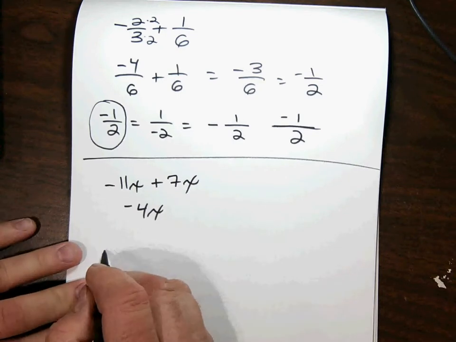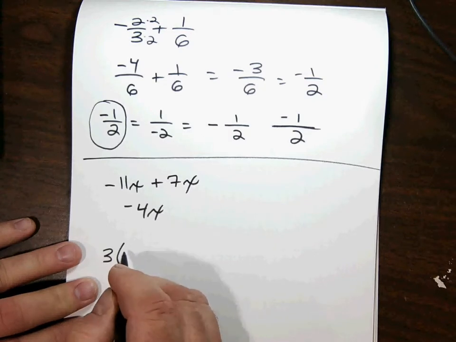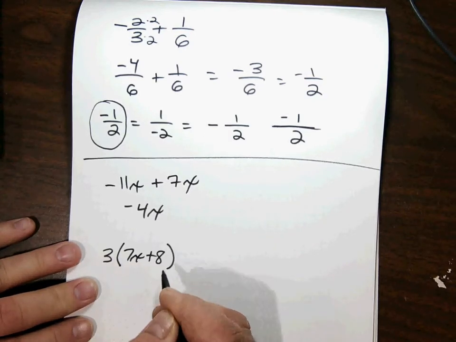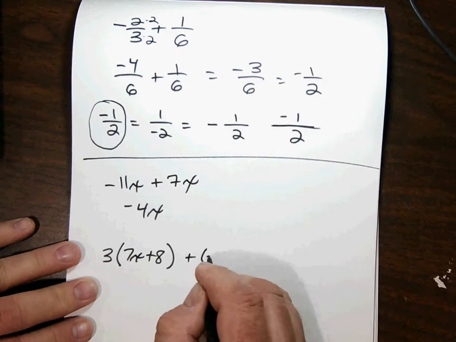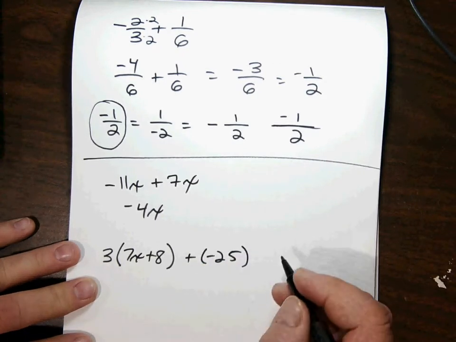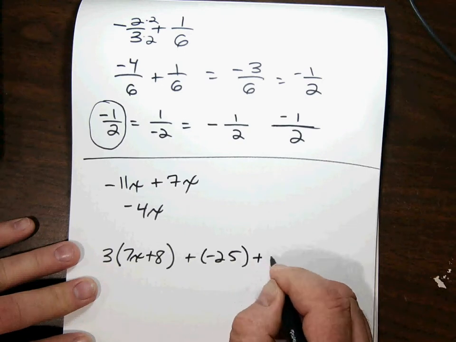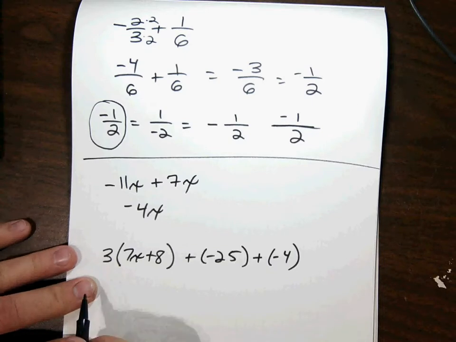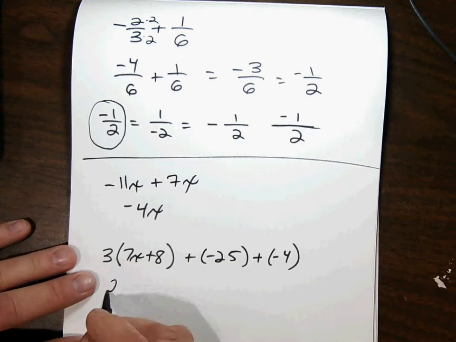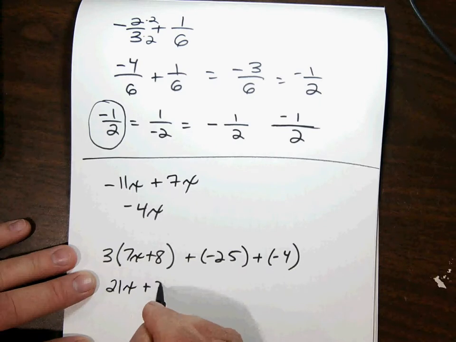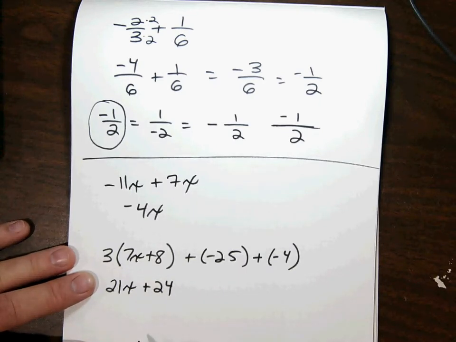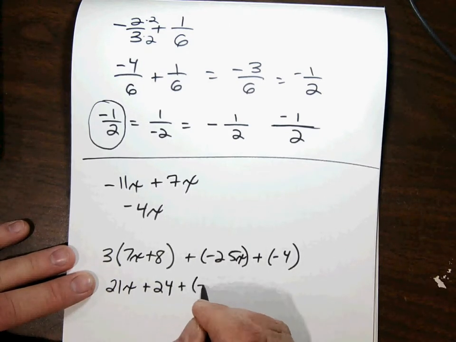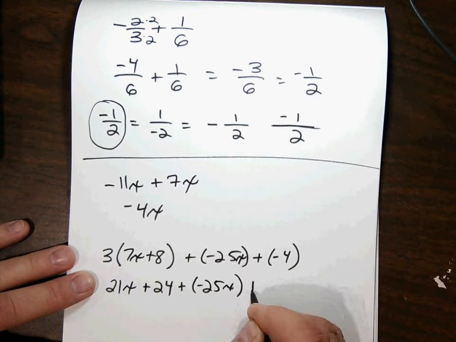Okay, what about, trick it up a little bit, 3 parentheses 7x plus 8, close parentheses, plus negative 25. And let's stick in a plus negative 4. There we go. Alright, let's do this one. Distribute. We're going to get a 21x plus 24. Let me tweak this a little bit. I want to put an x after that 25. And then we had plus negative 25x and plus negative 4.